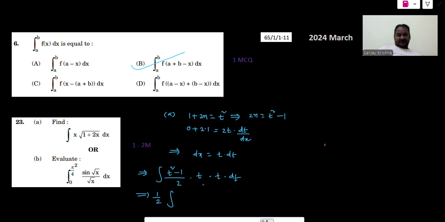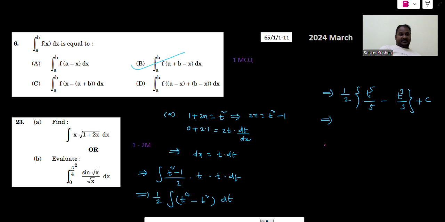That implies you can take 1 by 2 outside. Integral (t square minus 1) into t square. t square into t square is t to the power of 4, minus 1 into t square is t square, into dt. So finally, it is going to be 1 by 2 into integral: t to the power of 4 is going to be t to the power of 5 by 5, minus integral t square is t cube divided by 3. Please do not forget writing the constant plus c.